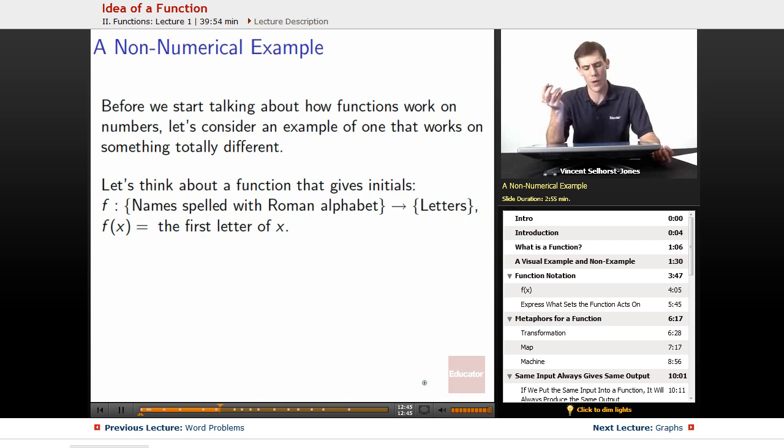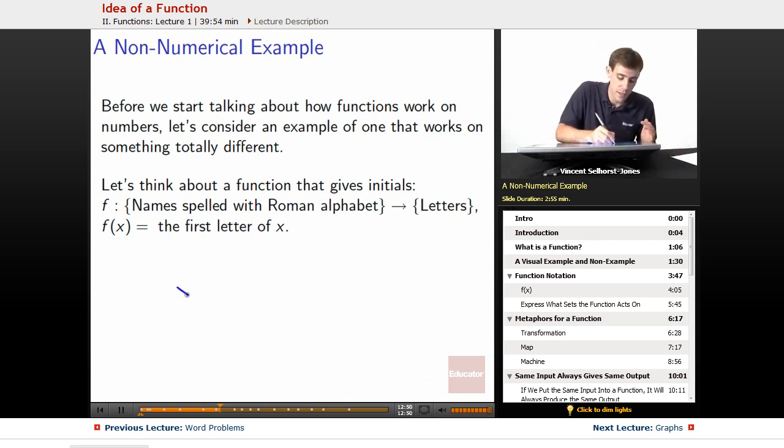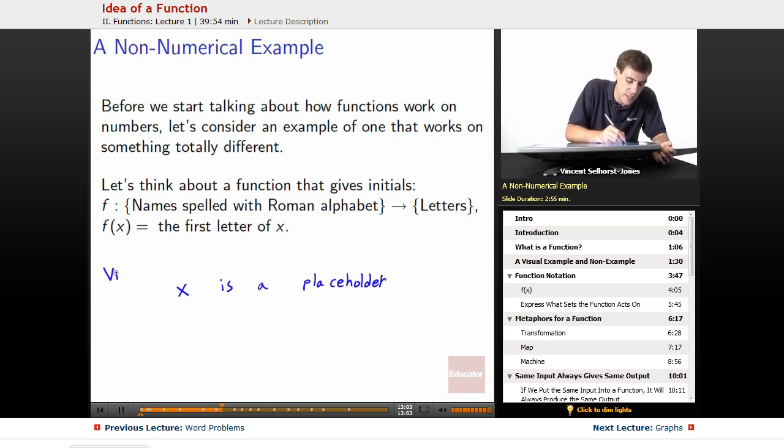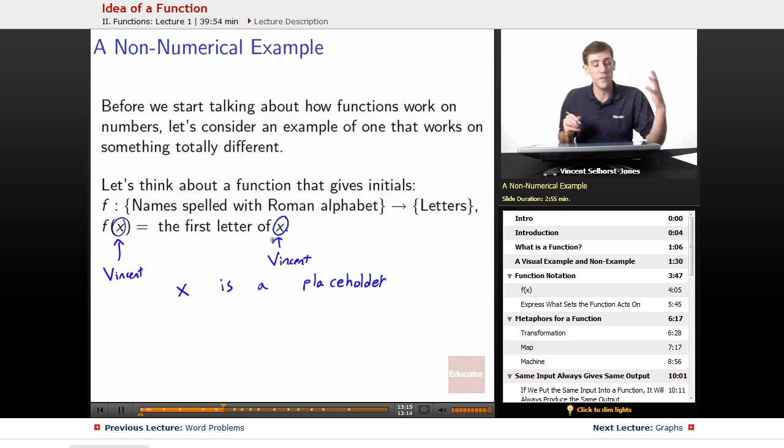Now, if we go, wait, we know x, the first letter of x is x. Yeah, but what we're talking about is names. X is a placeholder. Remember, when we talked about variables, the idea of a variable is that it's a placeholder. So x is just sort of keeping the spot warm until later we slot in a name. So if we decide to put in Vincent into the function, then this x on the left side tells us where to put Vincent on the right side. So Vincent will slot in here on the right side as well. We'll have Vincent go on the left and Vincent go on the right.